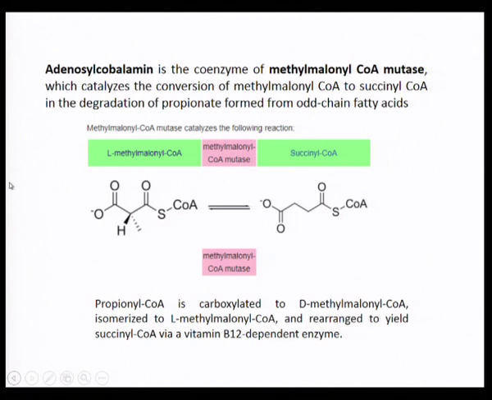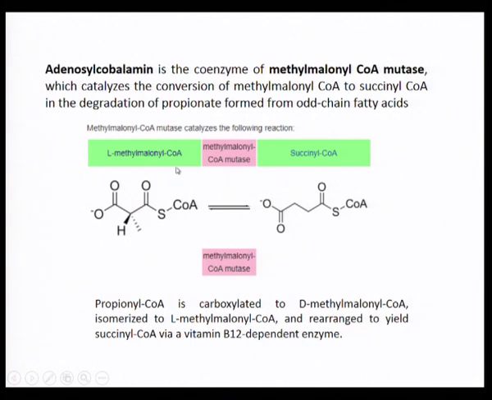Now, how do you account for this? There should be some third party providing the extra methyl group available for the reaction, and that is exactly what this particular vitamin would do in the presence of this particular enzyme. This is a very key step, because succinyl CoA is one of the key intermediates in the citric acid cycle. Propionyl CoA is carboxylated to D-methylmalonyl CoA, which is isomerized to L-methylmalonyl CoA, and rearrangement to yield succinyl CoA happens via the vitamin B12 dependent enzymes.